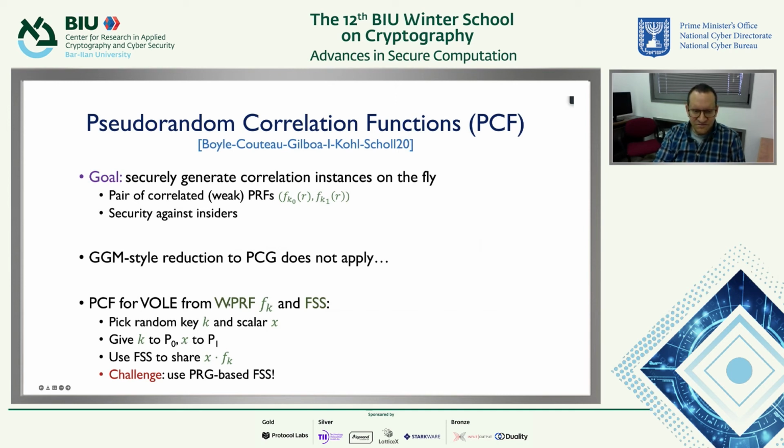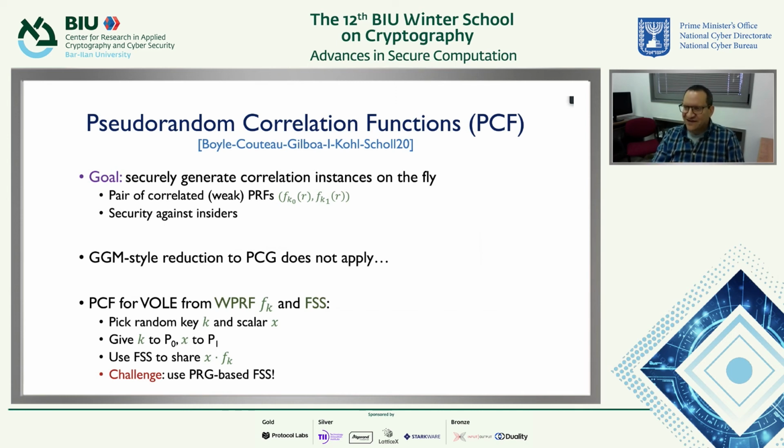And so if you have a weak pseudorandom function class, F sub k, such that we have a good FSS scheme for this class of functions, in the sense that Elette described, so if we can additively split a function from this class of pseudorandom functions into two additive shares that have a compact representation, then we get almost immediately a PCF for OT and VOLE.